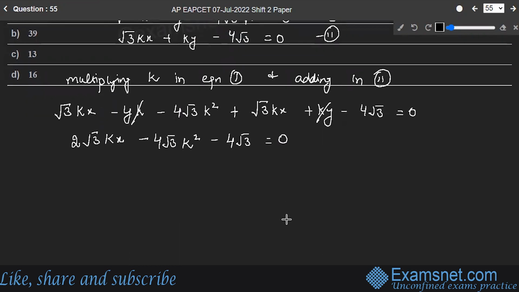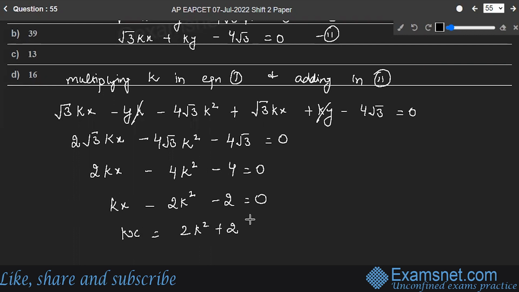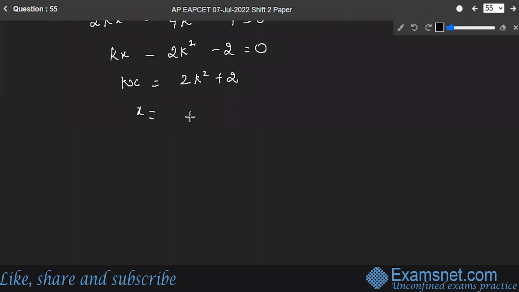Now dividing both sides by root 3, you will have 2kx minus 4k square minus 4 is equal to 0. Now again dividing both sides by 2: kx minus 2k square minus 2 is equal to 0. Now this will give you kx is equal to 2k square plus 2. I'll take the 2 common and x will be equal to 2 times (k square plus 1) upon k.